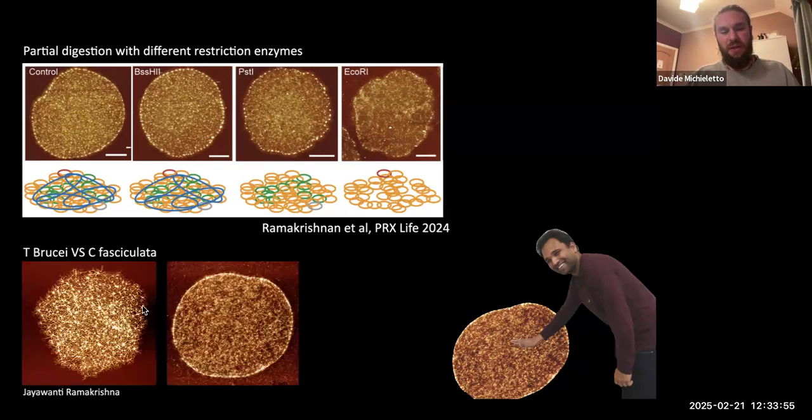We can also compare it across species. So this is a T. brucei kinetoplast, another trypanosome, versus a C. fasciculata, Crithidia fasciculata, network. They look very different, and we want to understand what the different topology is.